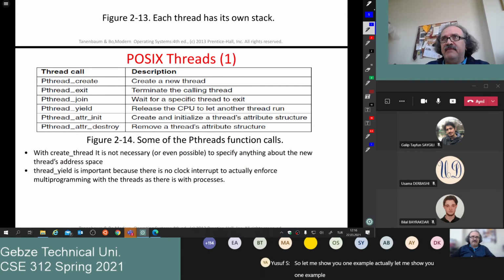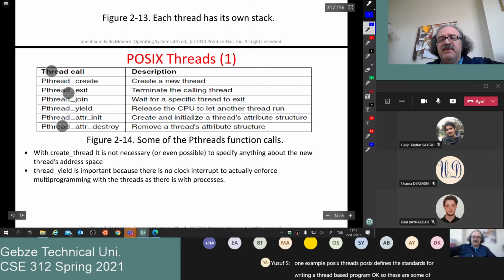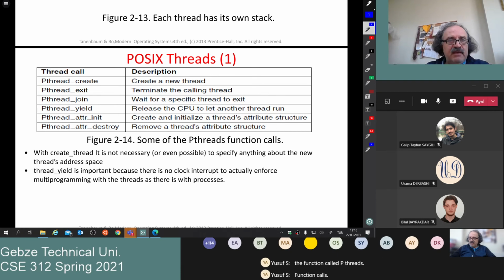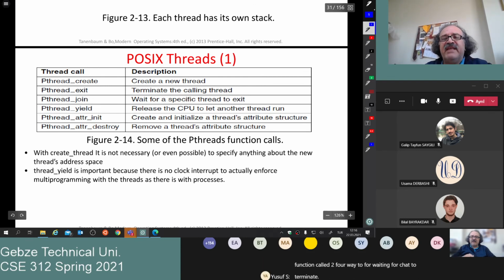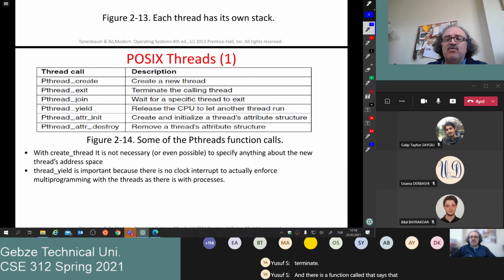POSIX threads. POSIX defines the standards for writing a thread-based program. So these are some of the pthreads function calls. There is a function call to create a thread. There is a function call to terminate a thread. There is a function call for waiting for a thread to terminate. And there is a function call that says I am not going to use the CPU right now. Let some other thread run.